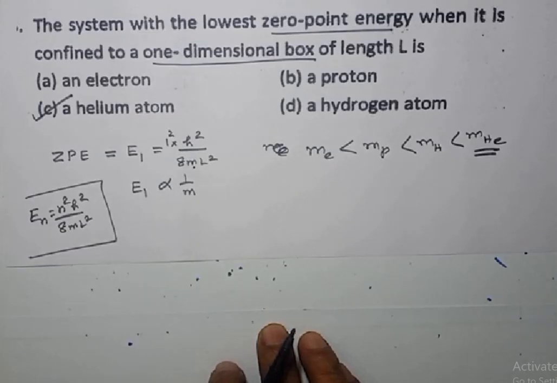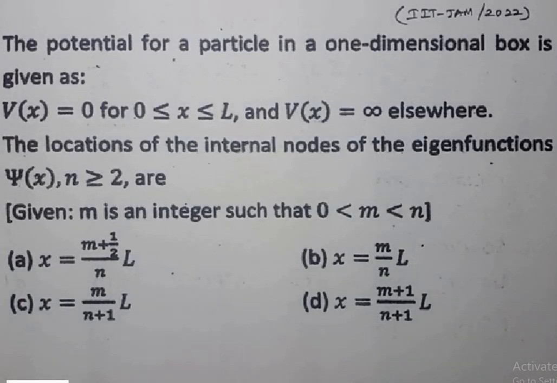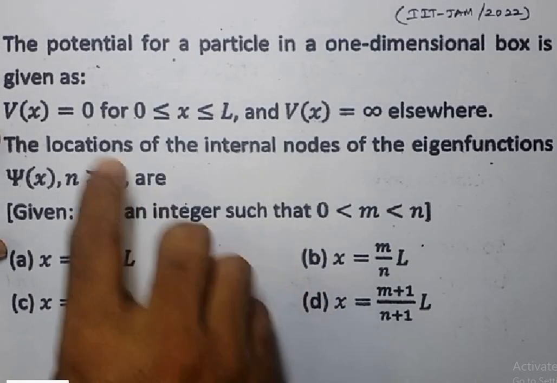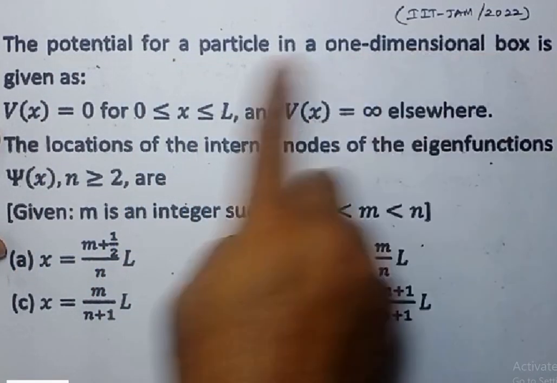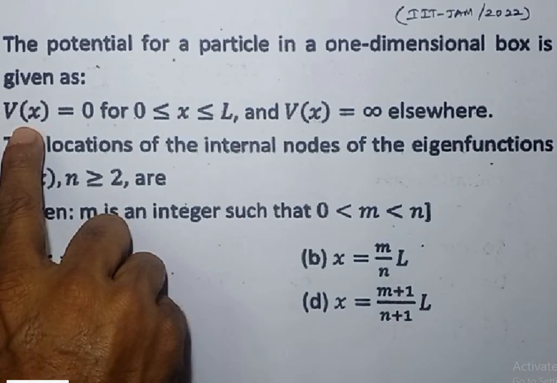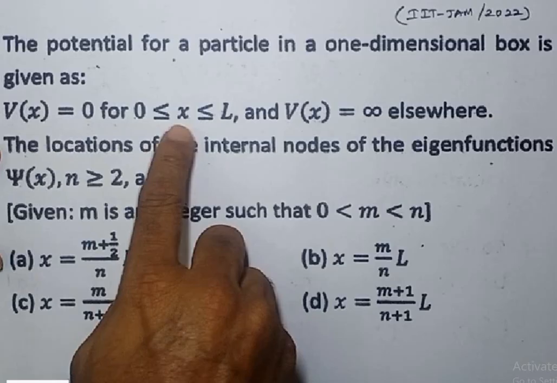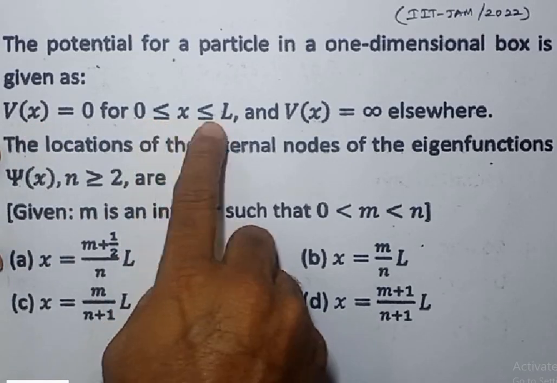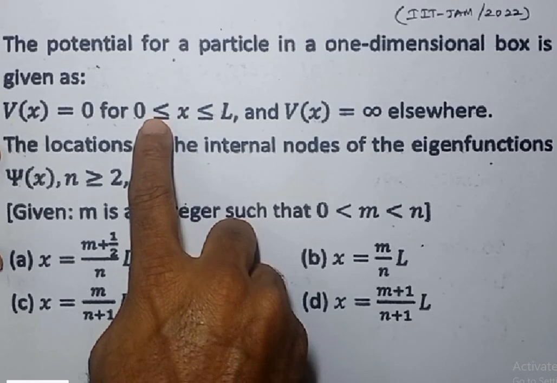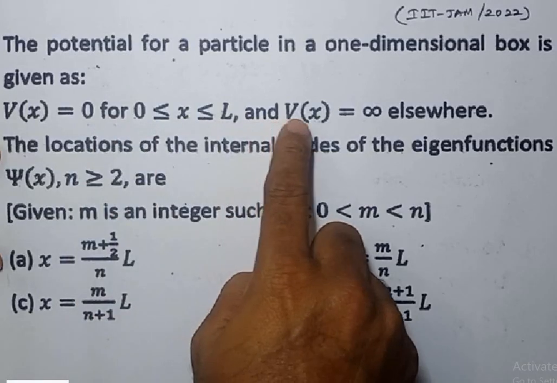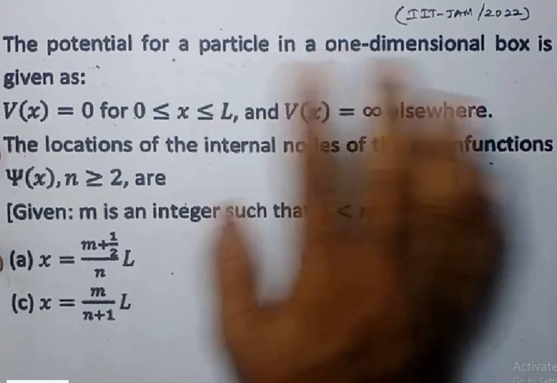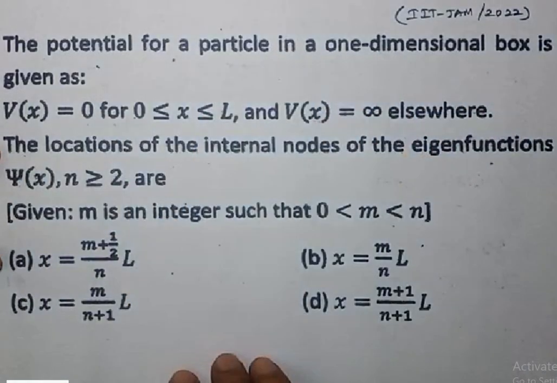This question appeared in 2022 IIT-JAM. The potential for a particle in a 1D box is given as 0 if x is between 0 and L. This is the normal box, correct? Potential energy is 0 inside, and potential energy is infinite elsewhere. Yes, this is the normal 1D box.